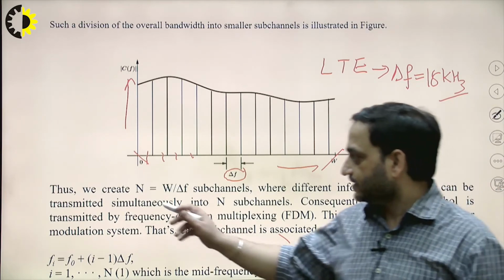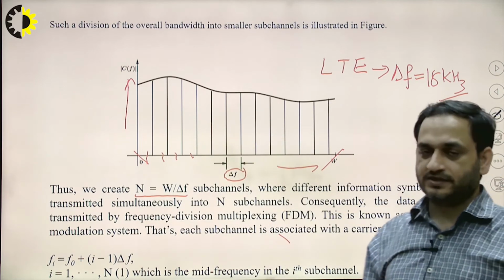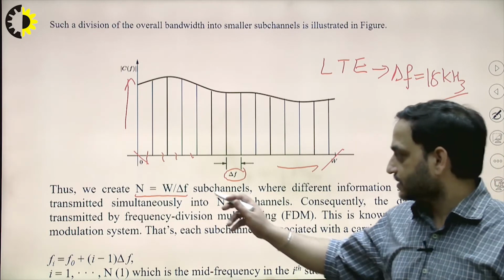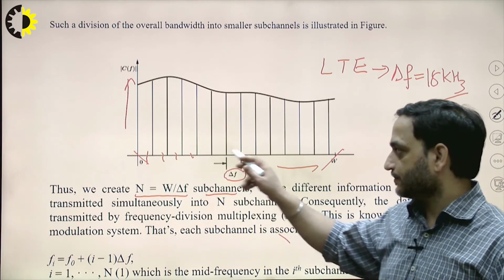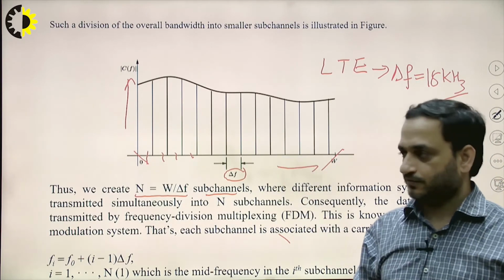So we create this N value, which is the number of subbands. This is equal to W divided by delta F. So these are the number of subbands which the bandwidth W is divided into.